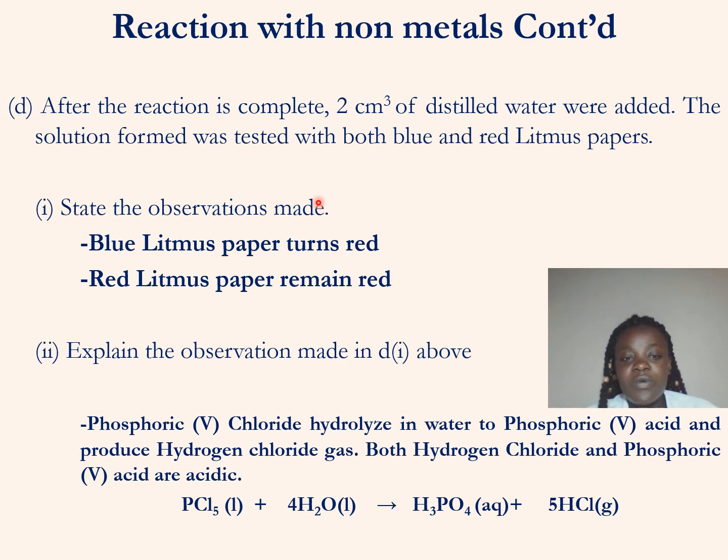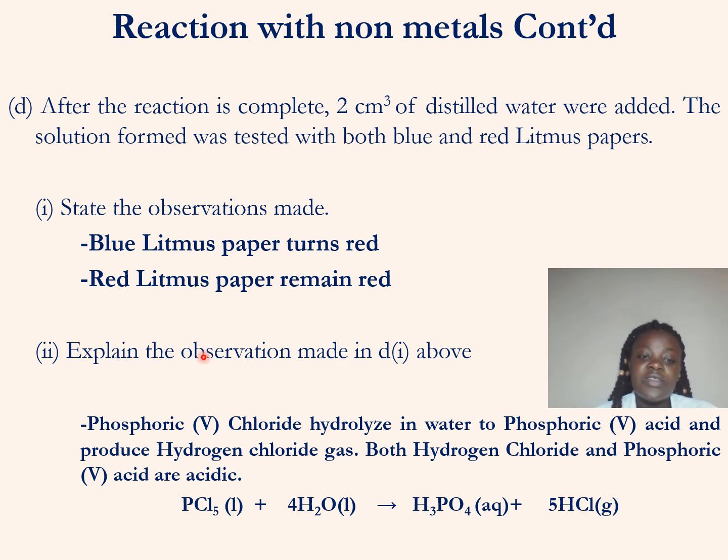So using the blue and red litmus papers, we put them inside the solution we have formed by adding 2 centimeters cubed of water to a mixture of phosphorus 5 chloride and phosphorus 3 chloride. So the observation will be that the blue litmus paper will turn red and the red litmus paper remains red, meaning the solution is acidic.